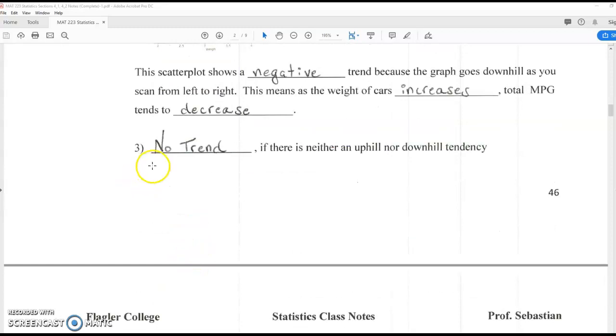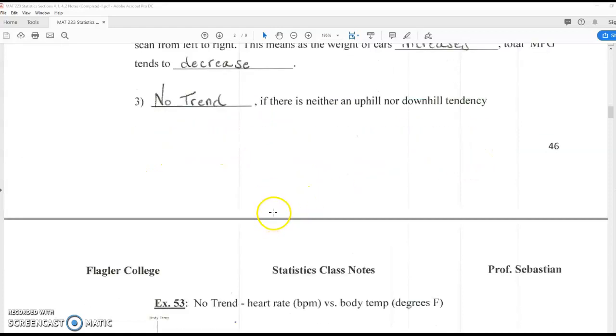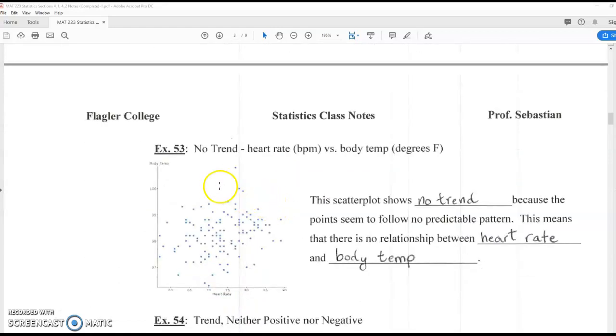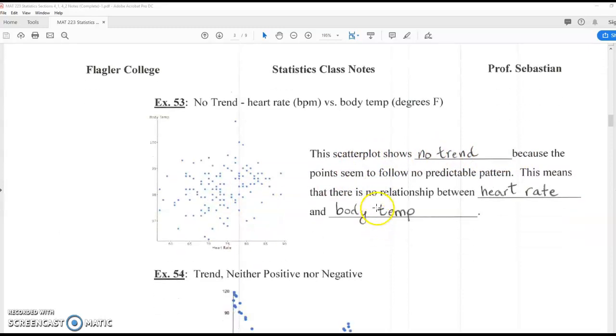You may see some scatter plots that really don't have a trend. It would kind of look like this. There's neither an uphill nor a downhill tendency. So let's move on and show that. Here there's no trend. It's just dots everywhere. How would I even know where to put a line? This scatter plot shows no trend because the points seem to follow no predictable pattern.